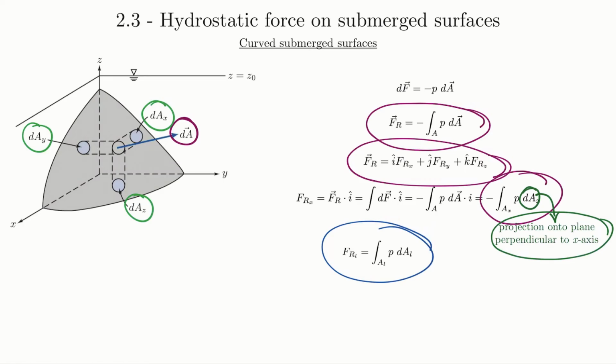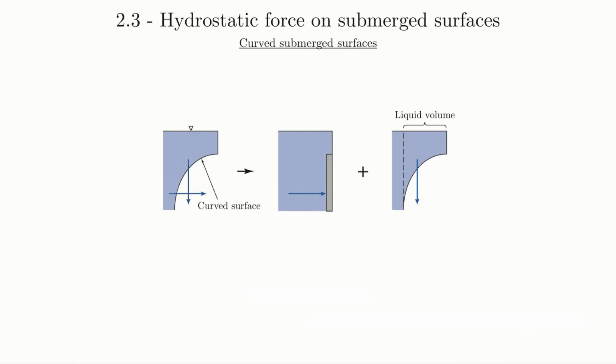So now let's flip over to see how this idea of these projected surfaces can be used to help us solve for curved submerged surfaces. So we have a tank full of fluid and this curved surface located in it. That's shown on the left there, where we denote the surface of the liquid with the triangle, and the curved surface located within the tank is here.